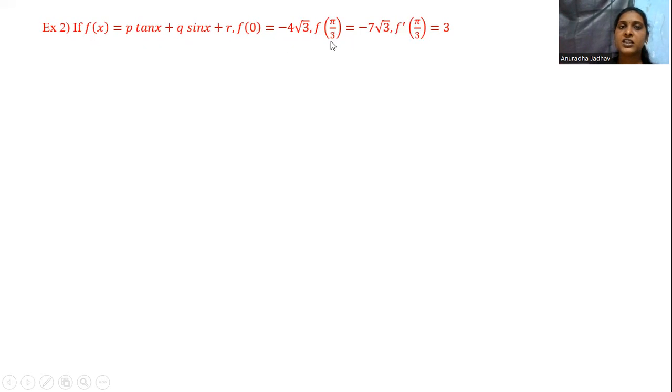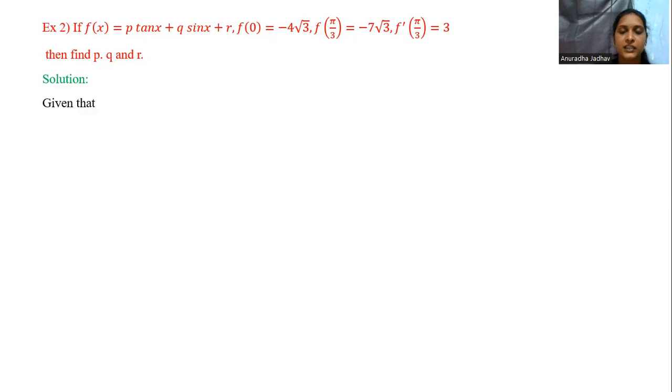In the first two conditions, it is given the value of the function at x is equal to 0 and x is equal to pi by 3. And in the third condition, the derivative of the given function at x is equal to pi by 3. Okay, let's see its answer. Then here we want to find the values of p, q and r. Here p, q, r are unknowns.